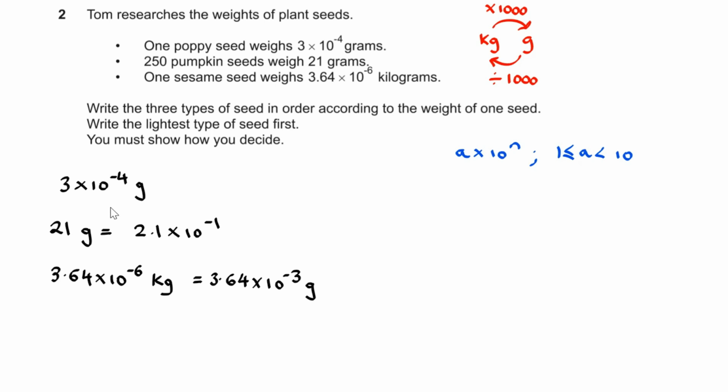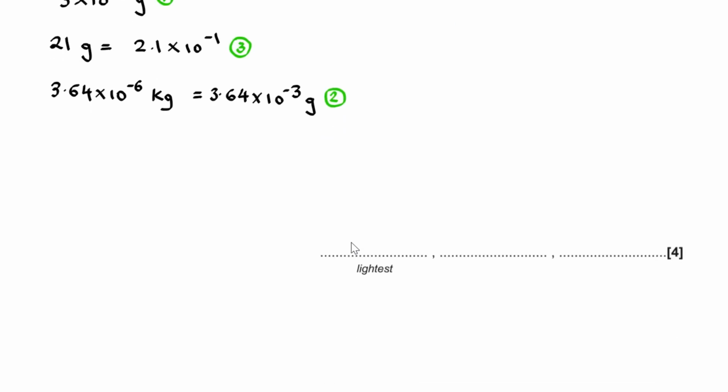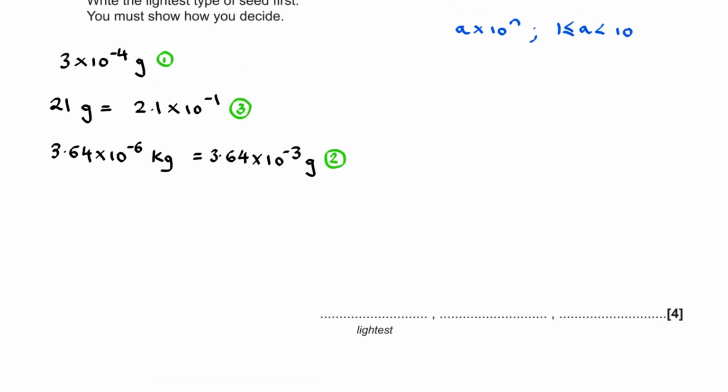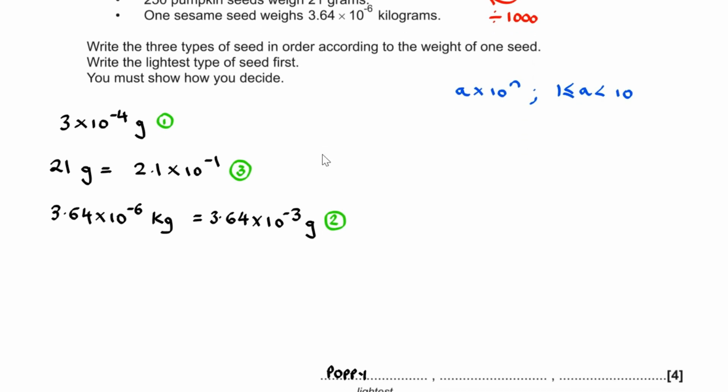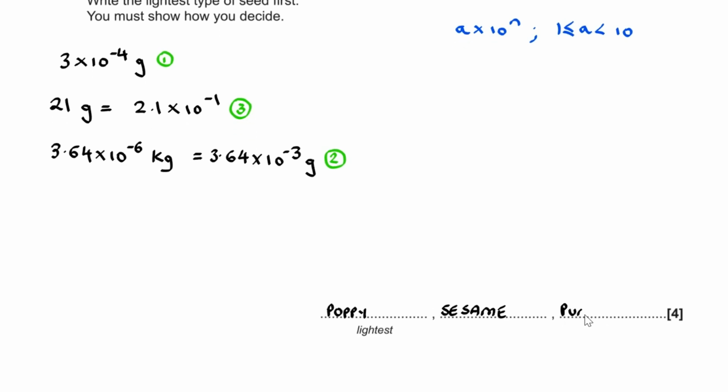And therefore, if we compare the powers of 10, you can see the smallest is the one with the most negative power. So this is the smallest, followed by this, followed by this. And so therefore, the lightest will be this first one here, the poppy seed, followed by this one, which corresponds to the sesame seed, followed by this one, the pumpkin seed. So these are the order of the seeds, with the lightest first.